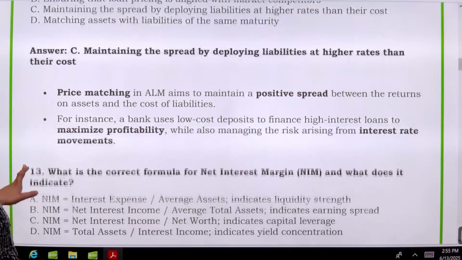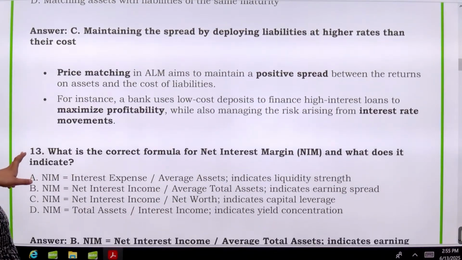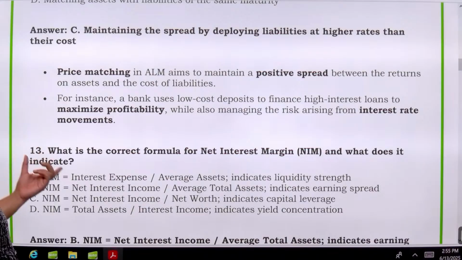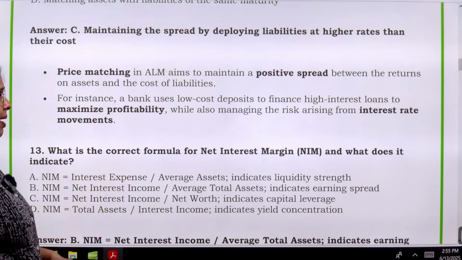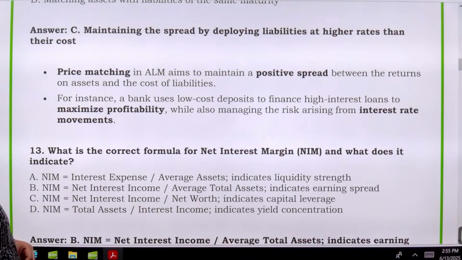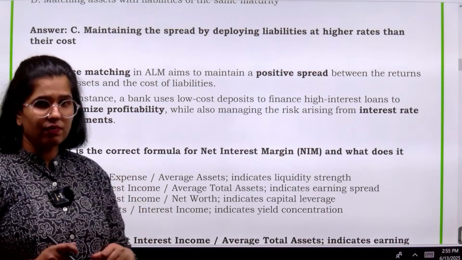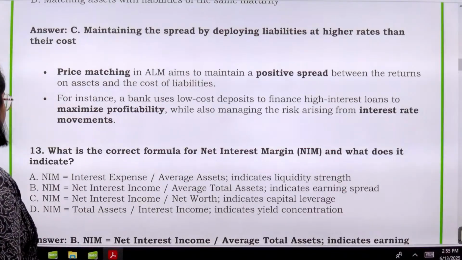Now, what is the correct formula for the NIM and what does it indicate? So, obviously in the NIM what you want to measure is net interest income divided by average total assets, right? That is your net interest margin. It indicates the earning spread that you are having, that means what you are receiving versus what you are paying, right?